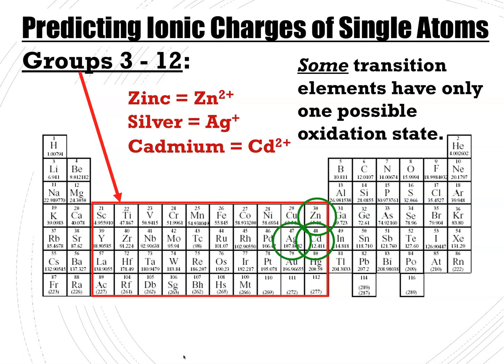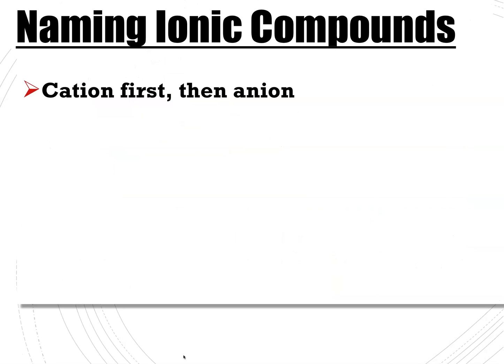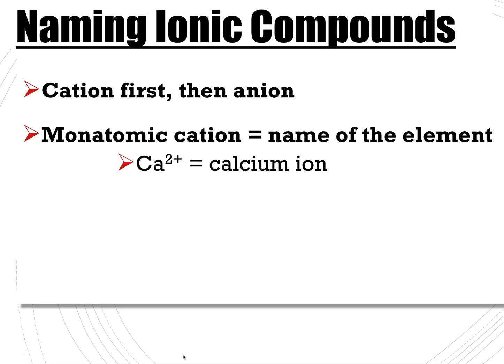Well, let's get into how we name these lovely bad boys. So when we name things, we're going to do cation first and then the anion. Always, every single time. And no, you're not going to have a comma in there. You just write the name of the cation, then the anion.